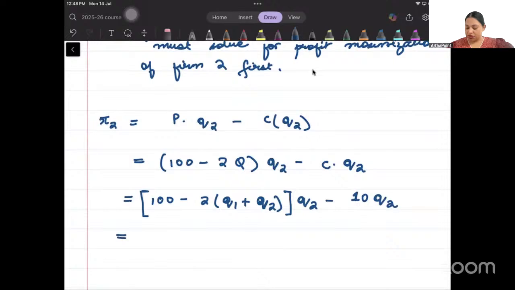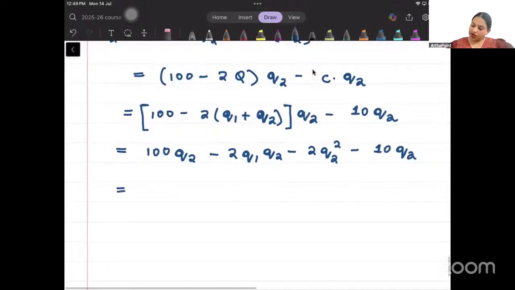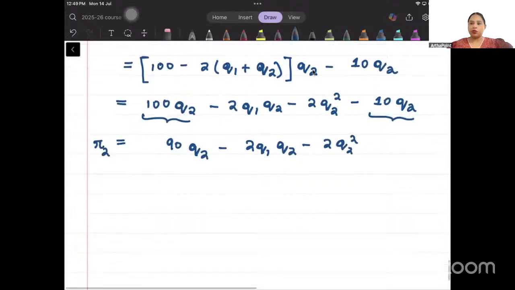And I can just open this up. 100Q2 minus 2Q1Q2 minus 2Q2 square minus 10Q2. But this will be 100Q2 minus 10Q2. That means 90Q2 minus 2Q1Q2 minus 2Q2 square. This will be the profit function of firm 2.